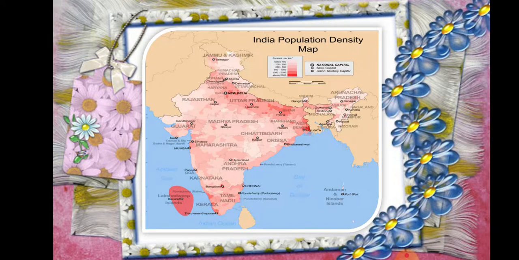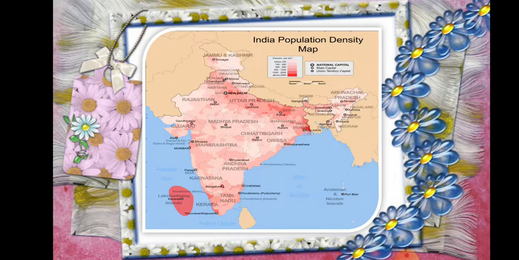And if you see the central part where the density is low, it can be because it is a rain shadow area, the climate is not good, there is scarcity of water. So there are many reasons for this. So the distribution is uneven, you can call it.